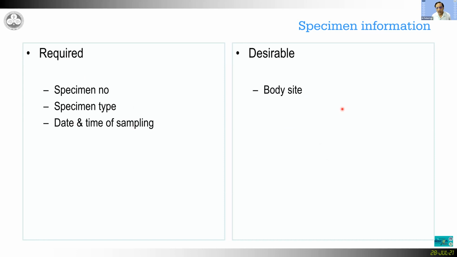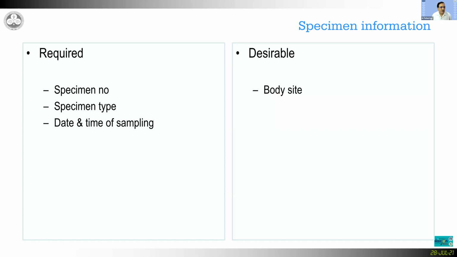It's desirable to have a body site because that always helps us in reporting. For example, you get a pus sample from an ulcer and nothing else is written. If the ulcer is from the scalp, the normal flora expected on the scalp is different. If it is from the upper half of the thigh, the normal flora expected from the upper part of the thigh will be different. So when you have a mixed flora, you cannot decide which one to report, which one not to report, unless you actually know which is the body site. So it's always desirable to have it.